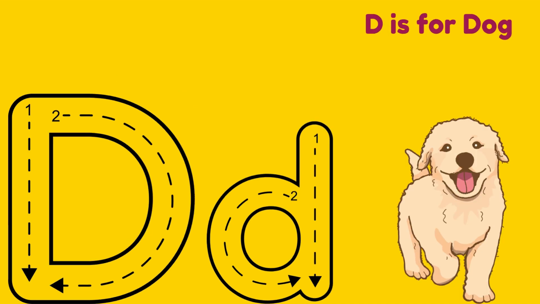Uppercase D is easy. Draw a vertical line on the left, then add a big curve that connects back to the top. D is for dog, loyal and true. Trace your D, just like I do. For lowercase d, draw a vertical line and then a round curve on the right.